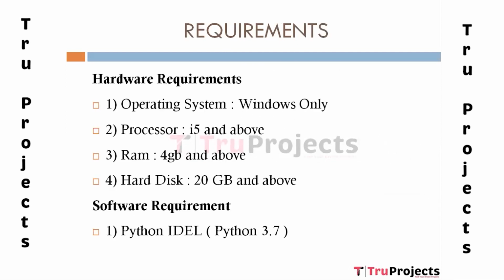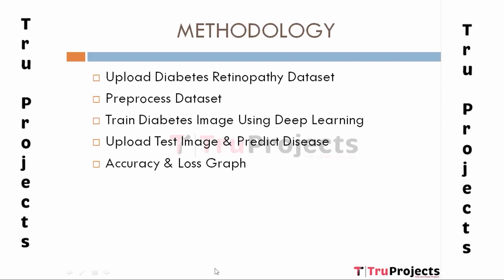Hardware requirements: we need the Windows operating system only, processor i5 and above, RAM of 4 GB and above, and hard disk of 20 GB and above. Coming to the software requirements, we need to install Python version 3.7. Methodologies: to implement this project, we have designed a few modules.